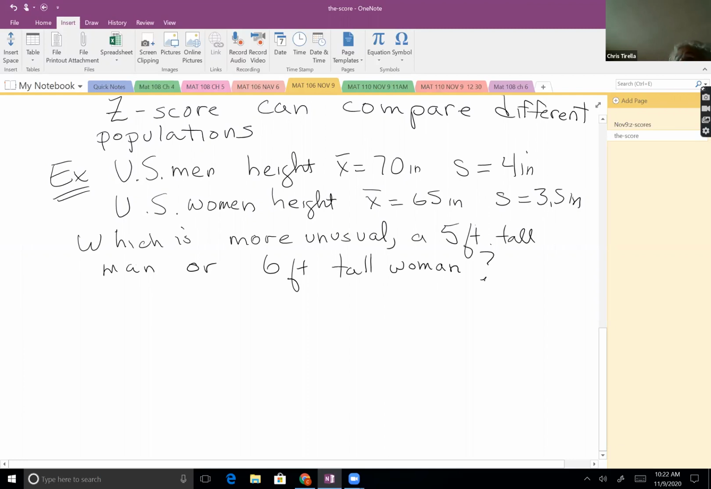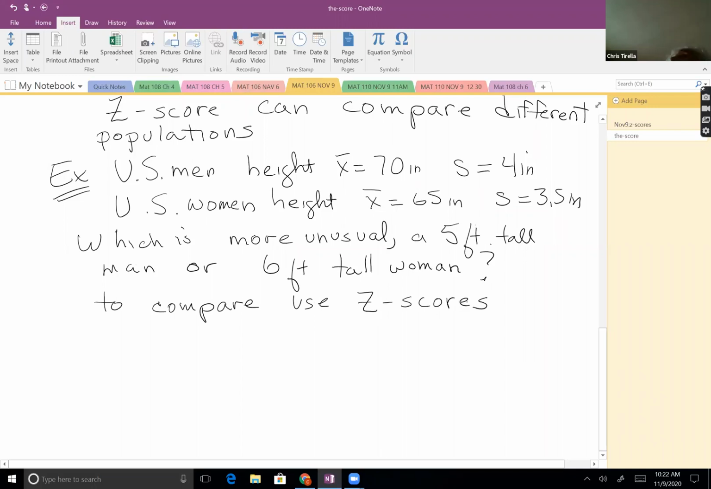But I can't really just compare them as is because they're from different populations. Has anybody ever heard the old fashioned expression, it's like comparing apples and oranges? You can't really because they're different. And so to make the comparison, we're going to compare them each against their population. We're going to compare the woman against the woman's averages. We're going to compare the man against the man's averages. So to compare them, we're going to use z-scores.